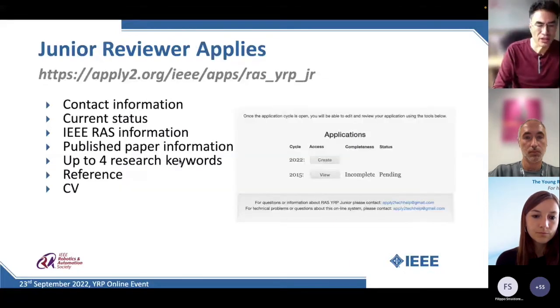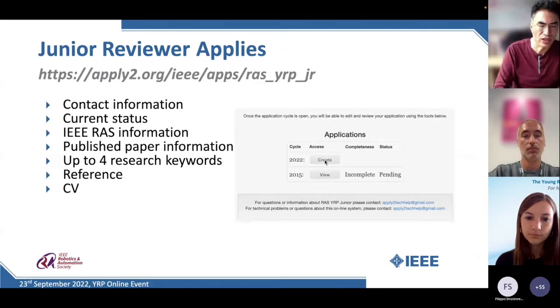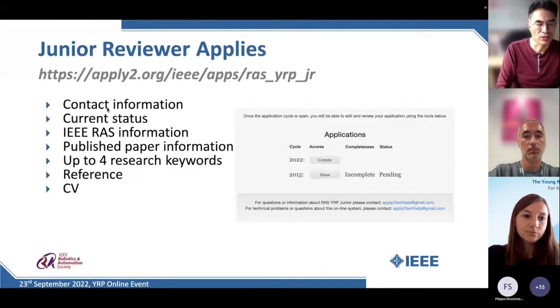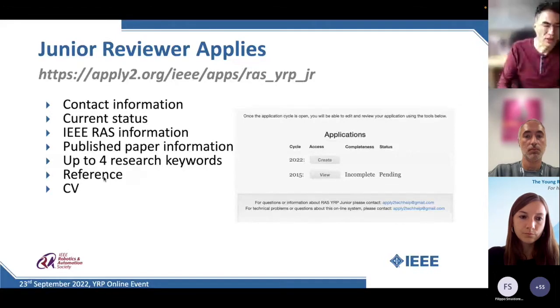You can create an application. In this case, it's a junior reviewer that already participated in the program, but here it is for the 2022 cycle. You can click on create your application, where you will provide contact information, your current status, some information about IEEE RAS, information about published papers, and up to 4, it's actually 5 research keywords, a reference, somebody who can talk a bit about you, probably your advisor if you are a PhD student, and a copy of your CV.